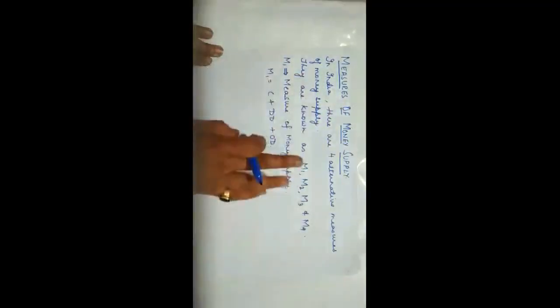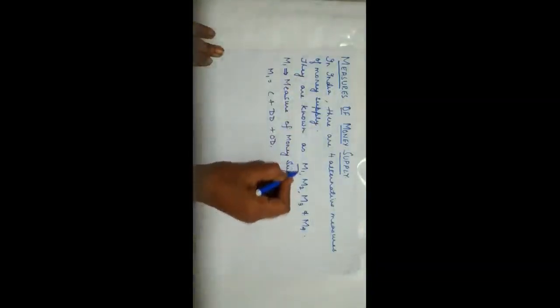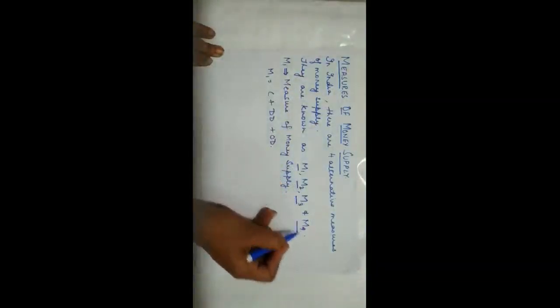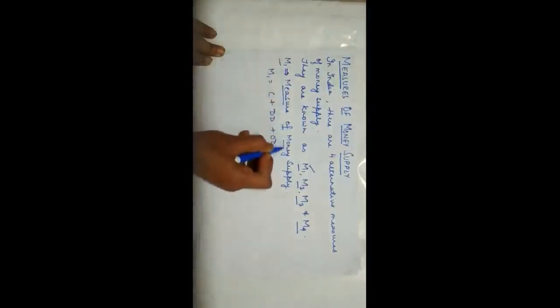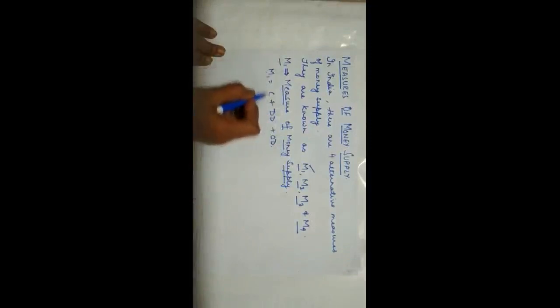The next topic is measures of money supply. In India, there are 4 alternative measures of money supply. They are known as M1, M2, M3 and M4. In our syllabus, we will be dealing with the M1 measure. Let us start with M1 measure of money supply. Okay, M1 is equal to C plus DD plus OD.